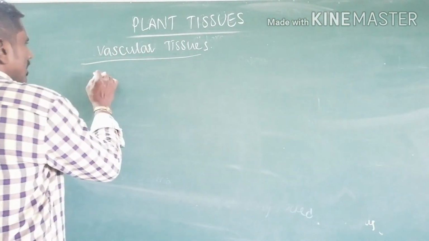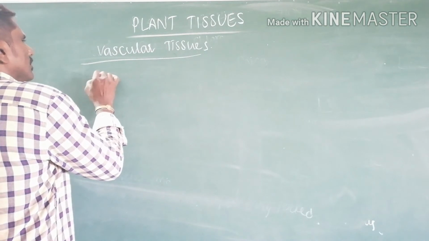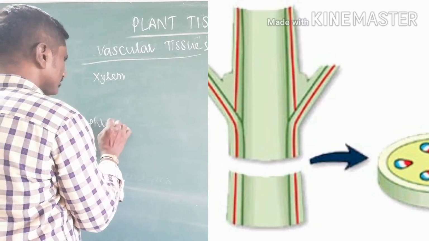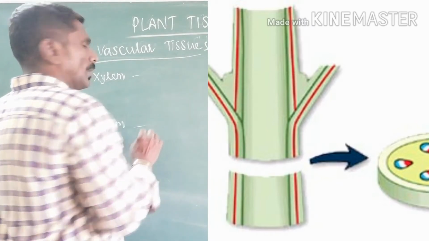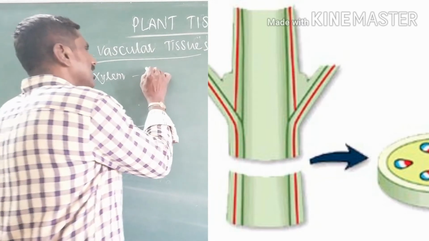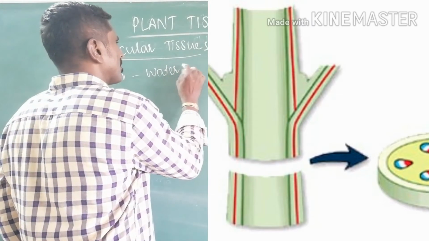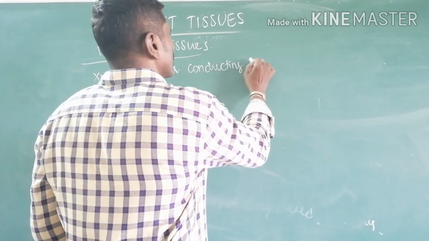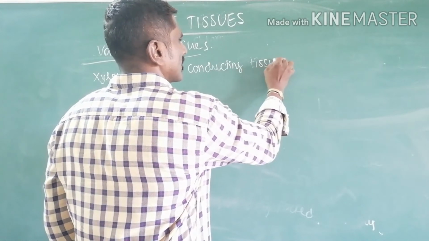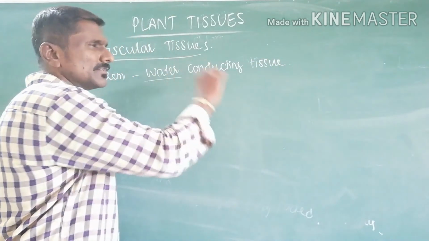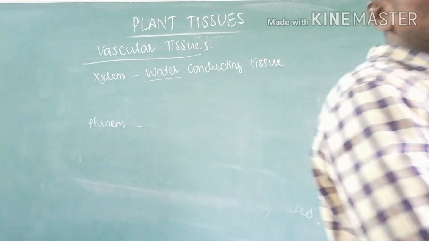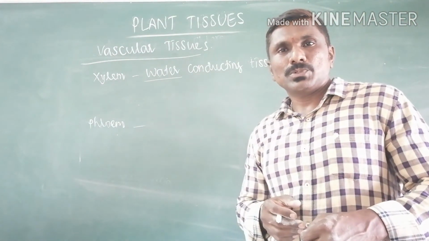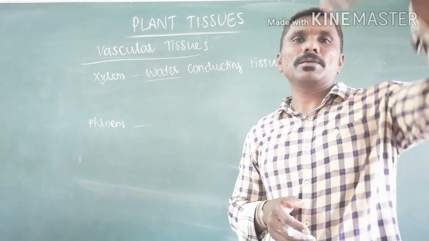Here, the vascular tissues are xylem and phloem. Xylem is a water conducting tissue, a water transportation tissue. It transports the water absorbed by the roots to the shoot tip of the plant.